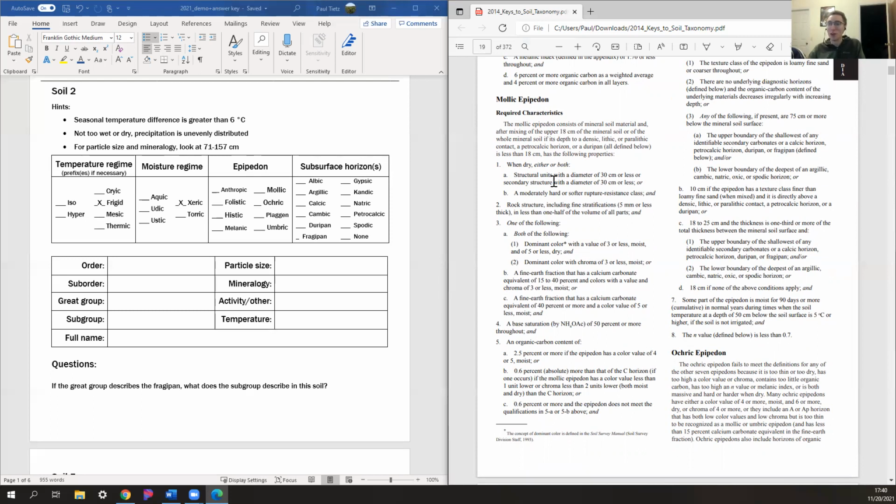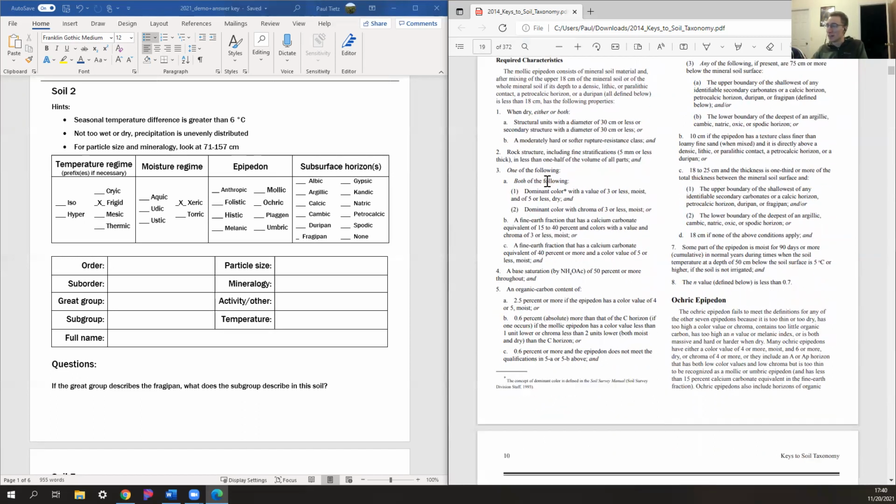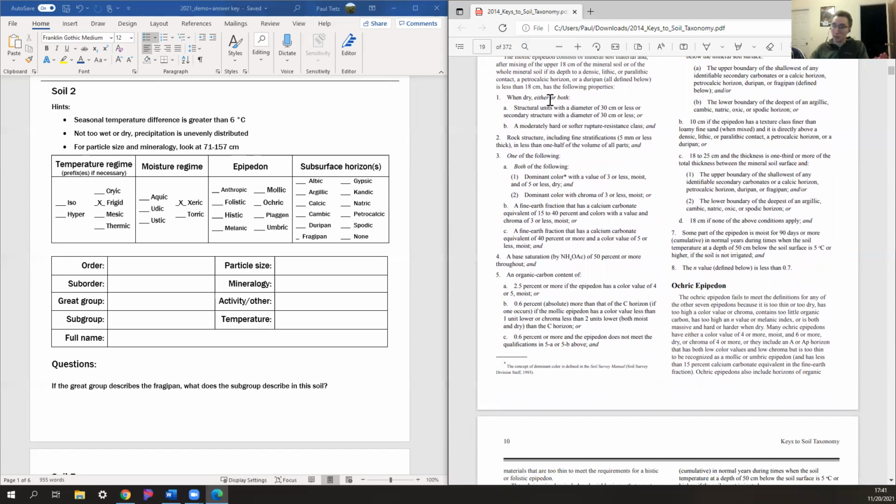We want to rule that out. So if you have greater than 30 centimeter diameter particles, you're probably not soil at that point. You're still really thick rock chunks. Okay, so we're good there. We're dealing with soil. We're dealing with a silt loam at the top of the soil, actually.